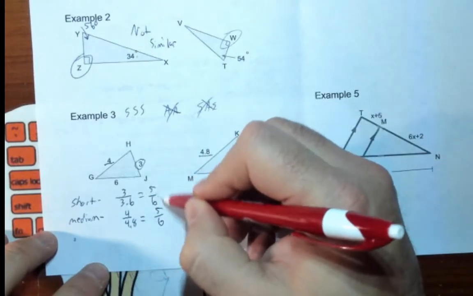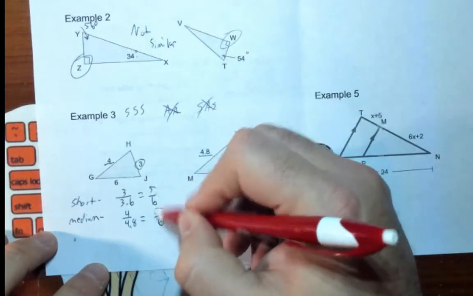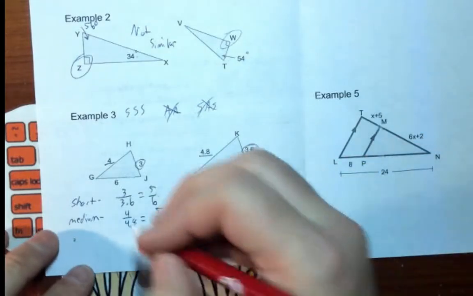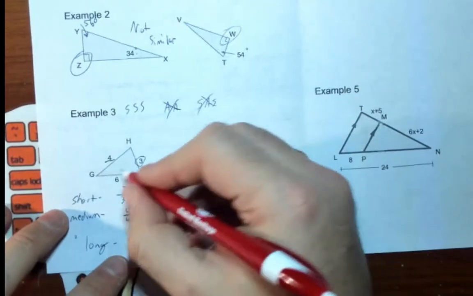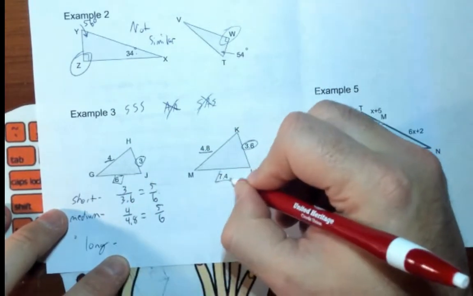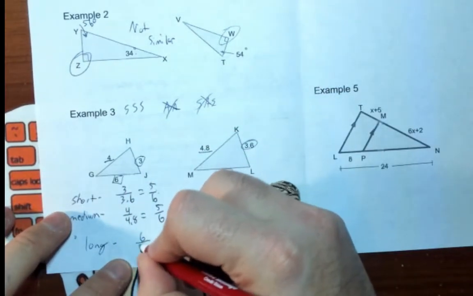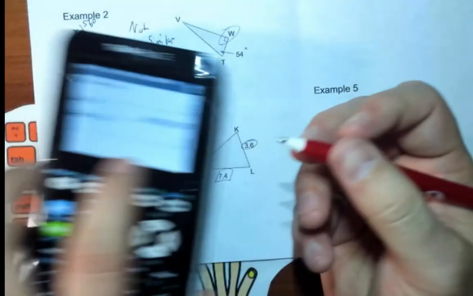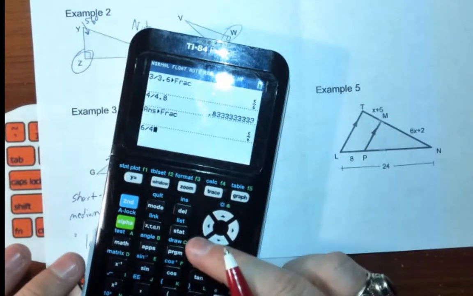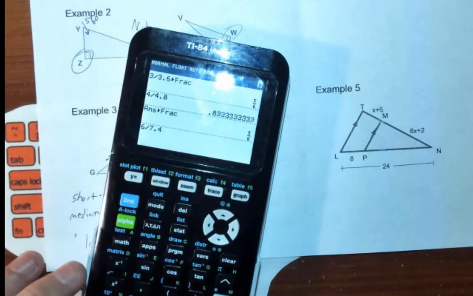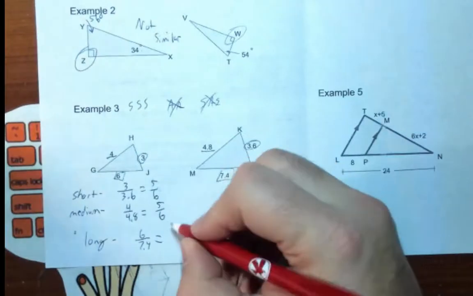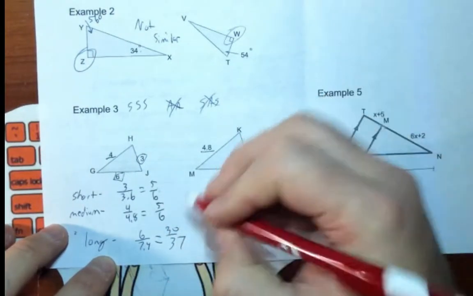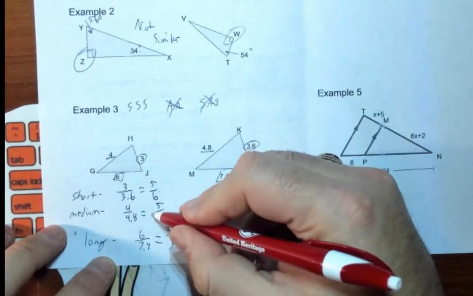Now remember, all it takes is one that's not. So if these had not been the same one, I would be done. I could say not proportional. However, let's go ahead and check the long side. So my leftover one's 6 and 7.4. So 6 divided by 7.4. Math, Enter, Enter. Comes out to 30/37. Which we can see is definitely not equal to those.